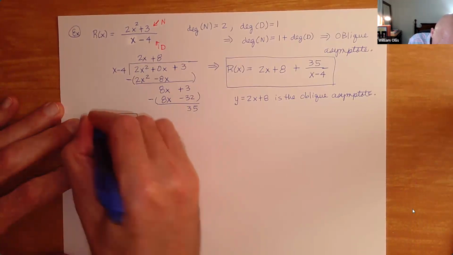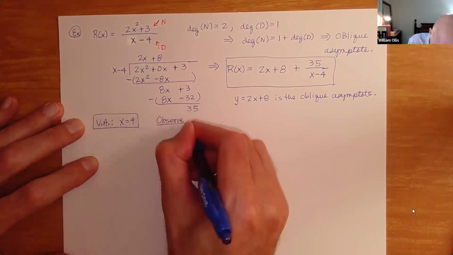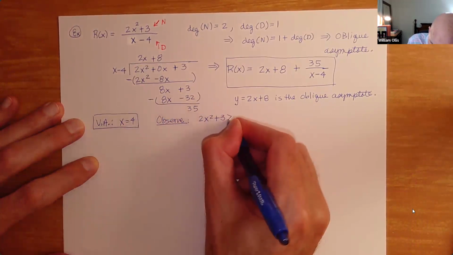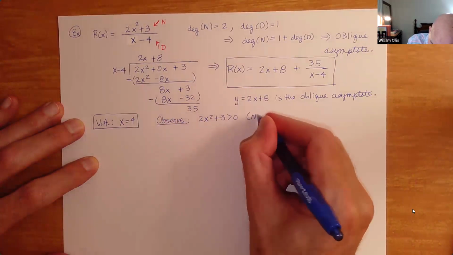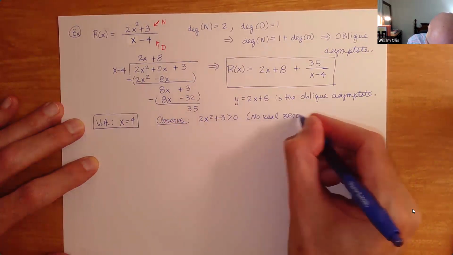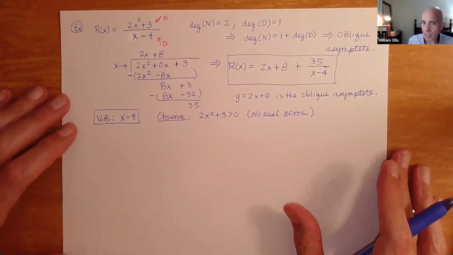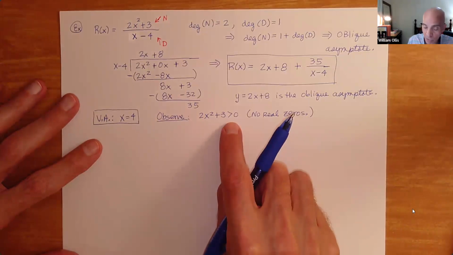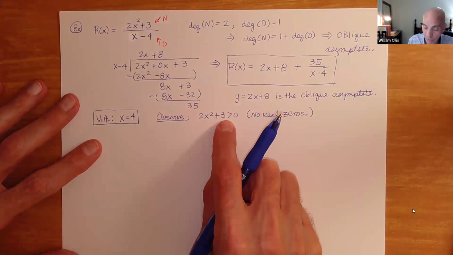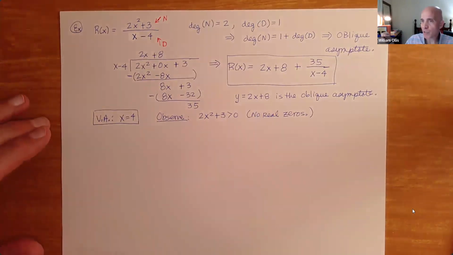And observe, very good word, observe 2x squared plus 3 is always positive. No real zeros. Now, we did an example where I went ahead and factored the polynomial to show the imaginary zeros. This clearly has imaginary zeros. And again, we'd have the square root of 3/2, i plus or minus i.